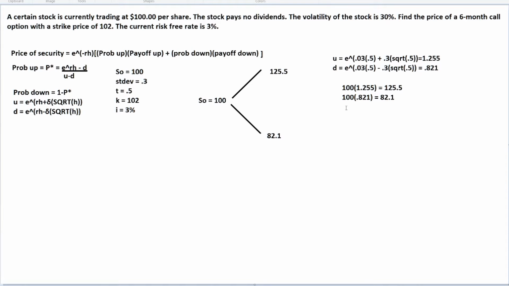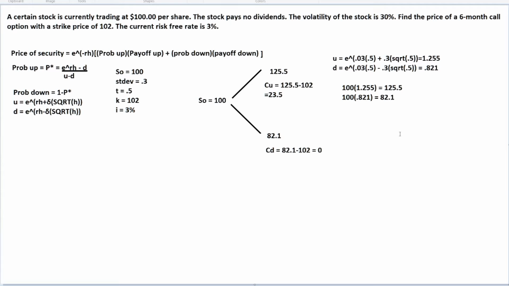So now that we know where our stock's going to be with this volatility, we can figure out what our call up and call down is going to be. So again, our strike price was 102. Our call up is equal to 125.5 minus 102, which gives us 23.5. And then our call down is going to be 82.1 minus 102, which gives us a negative number, so we default to 0 since this is a call.